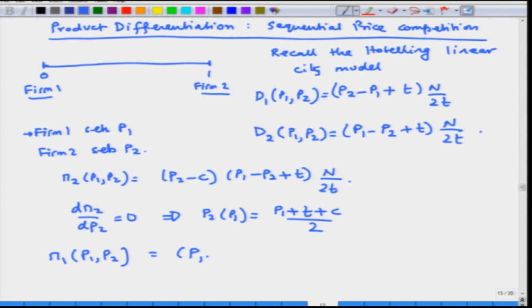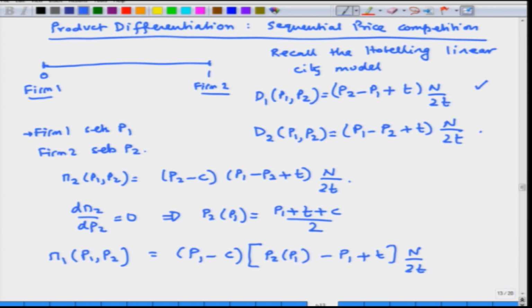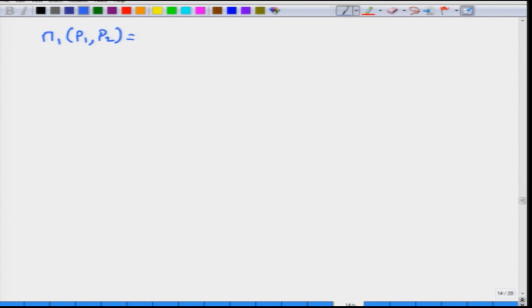So, firm 1's profit is (P1 minus c) times D1, but now firm 1 notices that firm 2 is going to choose its price P2 based on its best response function, so D1 is (P2 minus P1 plus t) times n divided by 2t. Now, if we incorporate firm 2's best response function into firm 1's objective function, in other words, if we substitute for P2 and simplify, we will find that firm 1's profit is given by (P1 minus c) times (3t plus c minus P1) times n divided by 2t.